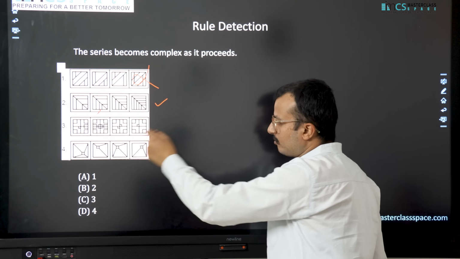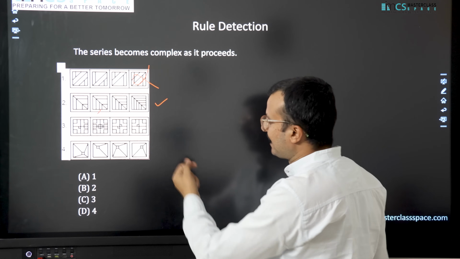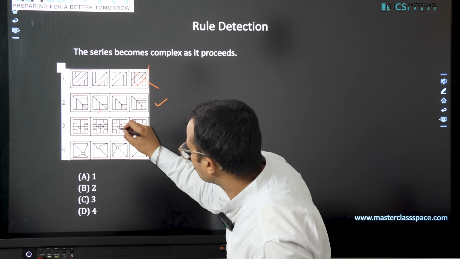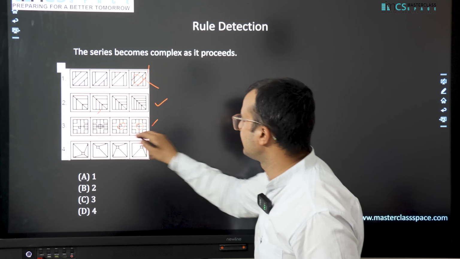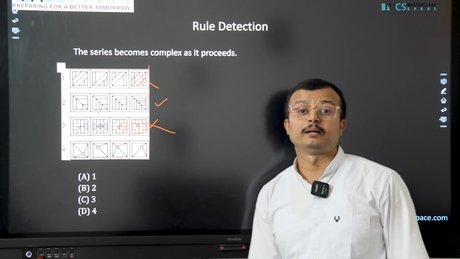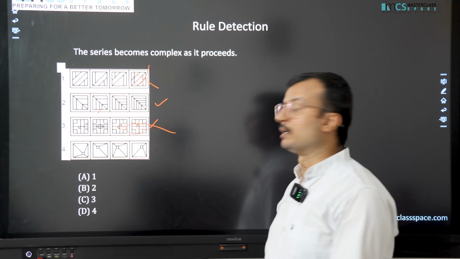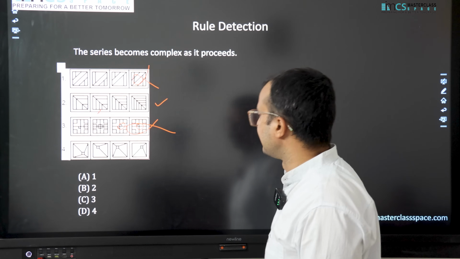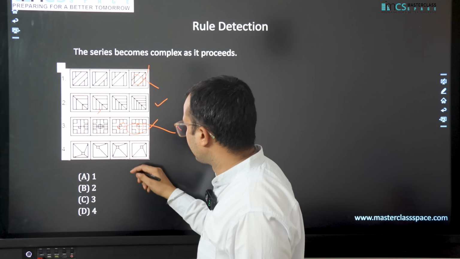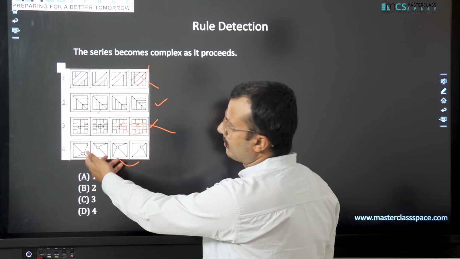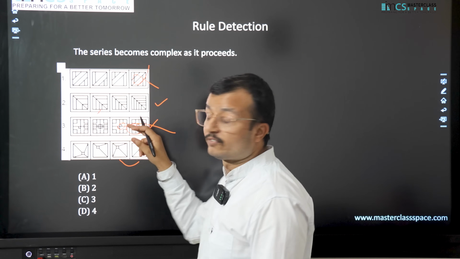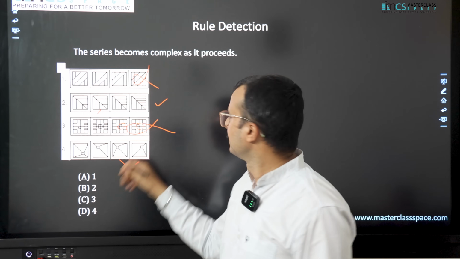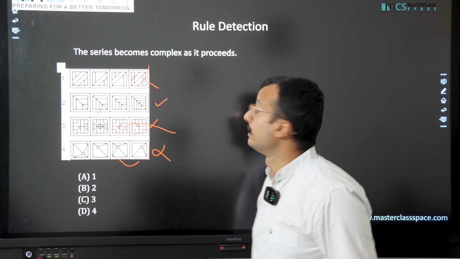Here, from a very quick glance, you can see 2 boxes are there, but only 1 box is here. Very easily you can say the figure is not becoming complex, it is becoming simpler. So this option is also rejected. And again, if you see the first 2 options, you have removed the line, which means you have made the figure simpler, not complex. Again, this option is also rejected.